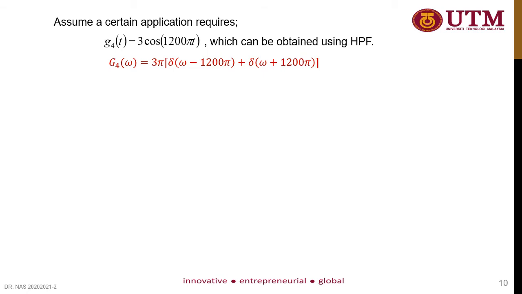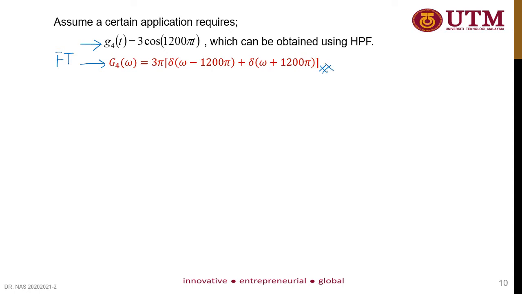Okay, assuming that the system requires a specific output. For example, the system requires an output given by g4 equal to 3 cos 1200 pi t. So if you convert this into the frequency domain by using the Fourier transform table, you get this component.